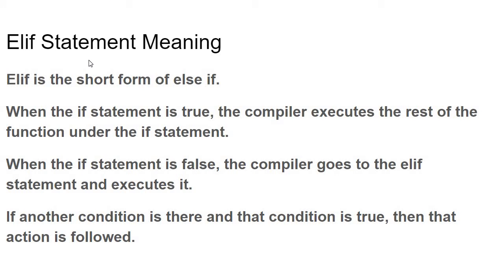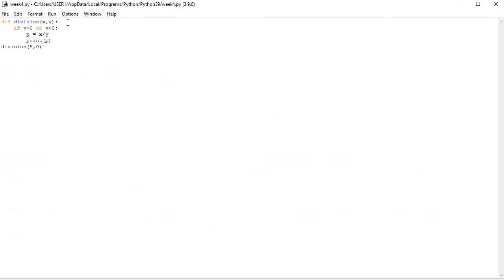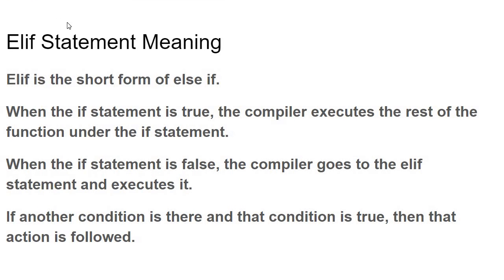Now elif statement meaning. So elif is another type of statement, like the if statement. Elif is the short form of else if. So when the if statement is true, the compiler executes the rest of the function under the if statement and does not go any further with the statements. But when the if statement before the elif statement is false, then the compiler goes to the elif statement below it and executes it. So let's see. I'm gonna show an example. First, let's just read everything.